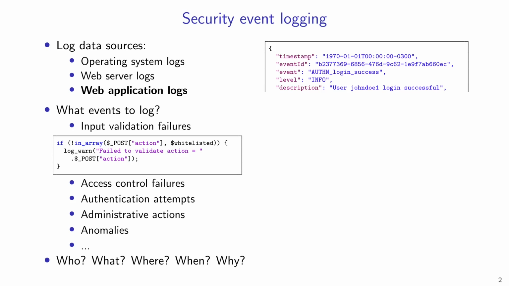Then a description of the event, such as user John Doe login successful. Client details, such as the IP address and the browser's user agent field. Then a user ID, if we are able to connect the event to a specific user.